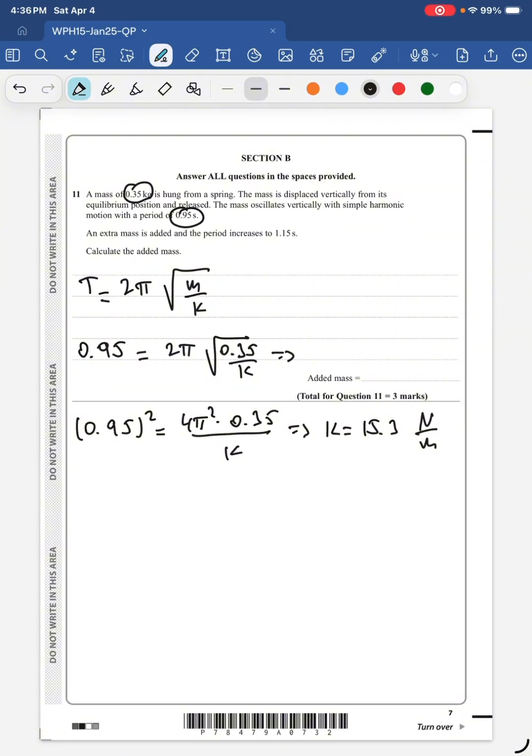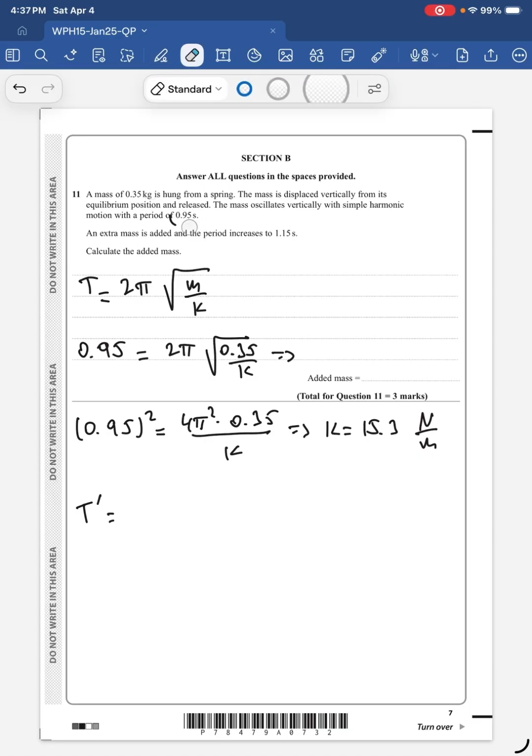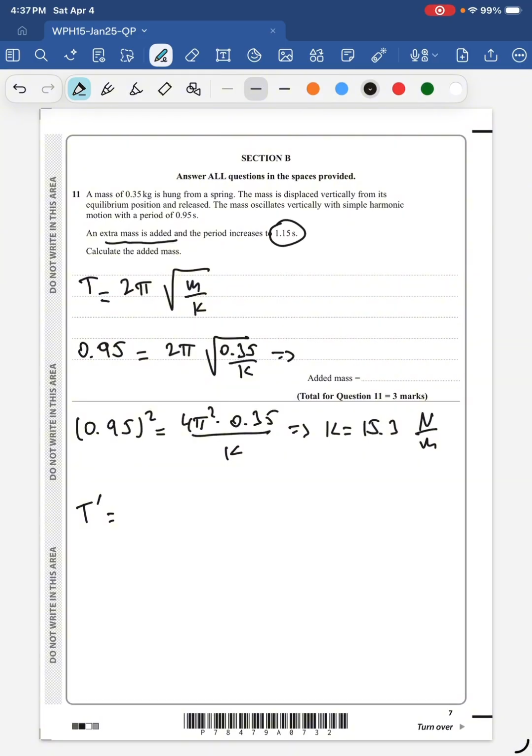And now let's apply it one more time. So T, let's call it T prime, is equal again to the same formula, but now we are adding an extra mass, okay? And the period increases to 1.15 seconds. So how can we write this mathematically? So this is equal to 2 pi times the square root of m plus the added mass, which we call m prime, over k. Okay, and the only unknown now is m prime, so we can square again.